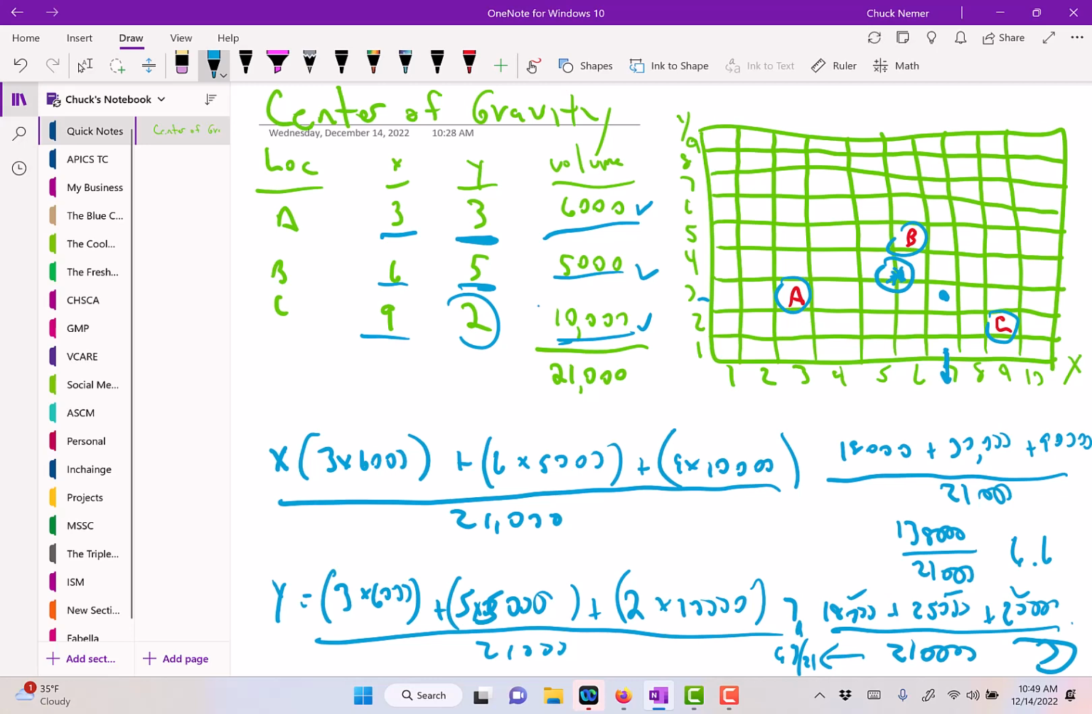Now then we got to look at the location, because is that a legitimate place to put up a warehouse or distribution center? Because we don't know what the road access is, the land, is it mountains, could be over water. So we've got to look at it and modify accordingly. But that's the center of gravity method.